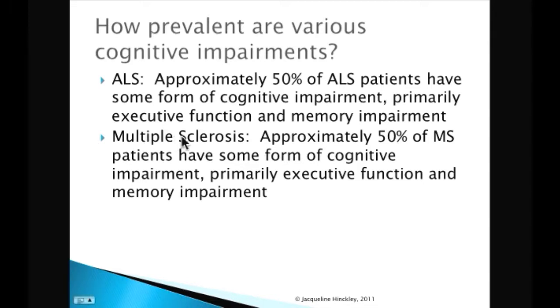Another example is multiple sclerosis, and again, it's roughly about half of MS patients have some form of cognitive impairment, and again, it's primarily executive function and memory impairment. So the same issues apply here when we're dealing with issues of speech and swallowing, which are also so important. But those intervention strategies that we use, if we want the patient to do some sort of manipulation or strategy of any kind, we need to choose it wisely if the patient is also having some sort of executive and or memory impairment.